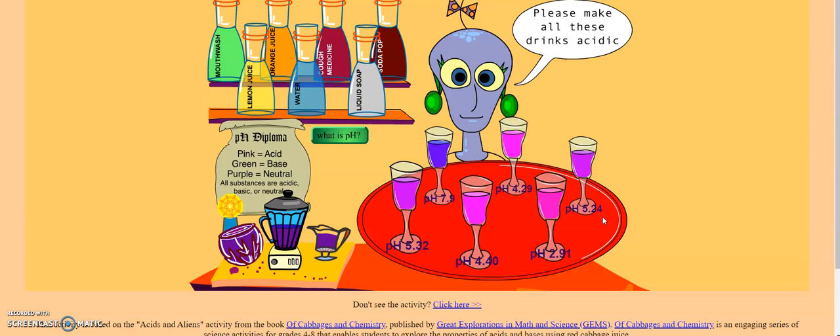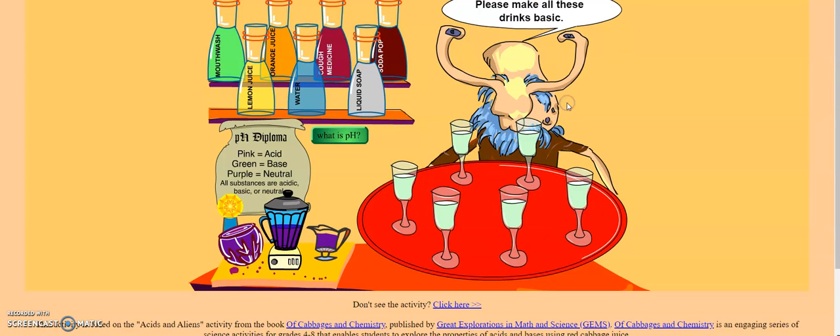I know that these are acidic, so I need to change this one because it's blue instead of pink, and I'm going to add some more soda to that one also, just to drop it into the acidic range. Once I get them to all be acidic, I've done my job here. We're going to make all these drinks basic, but we need to know what their pH levels are first, so we're going to pour in some cabbage juice.